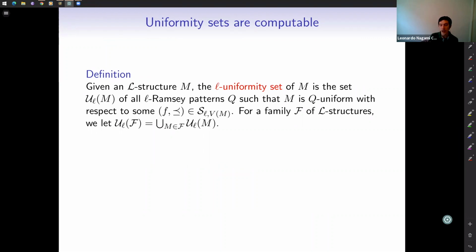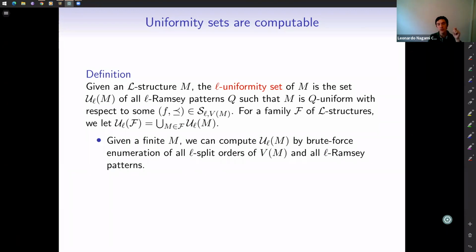You can do this operation kind of in reverse, which is if I give you some model M, I can ask myself, what are all possible patterns such that this guy is uniform against? Right. So this is what is called the L uniformity set, the set of all patterns such that there exists some split ordering of its vertices such that M looks Q uniform in that split ordering. Okay? And if I have a family, I'm just going to say that the uniformity set is the union of those. Now, this definition is important for two reasons specifically.